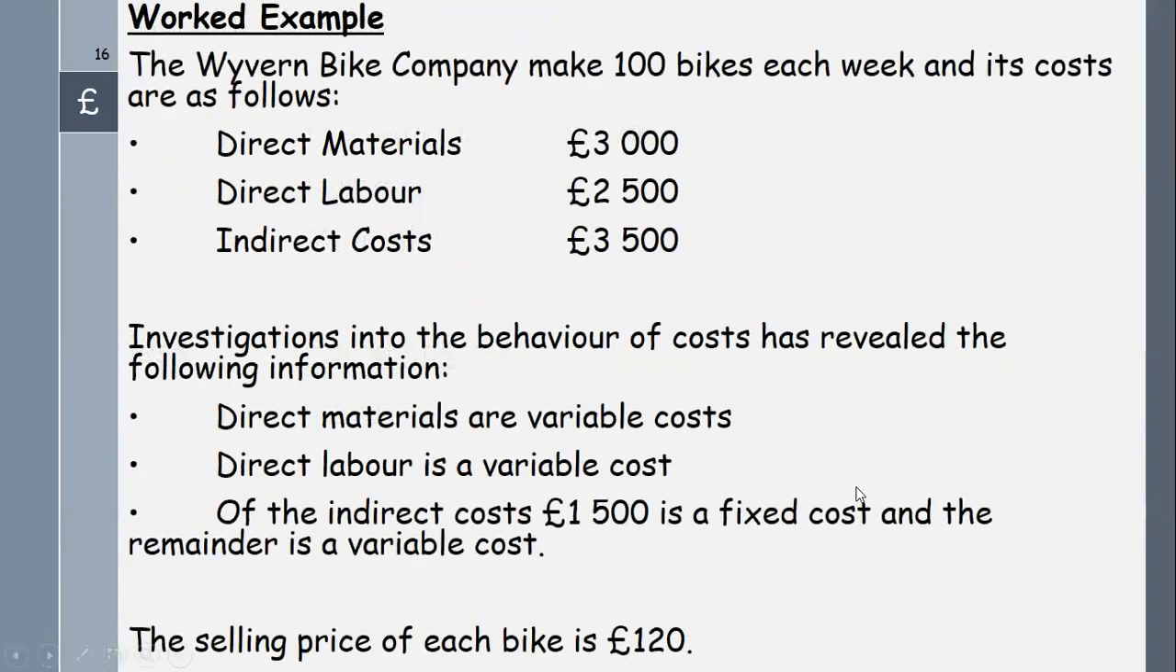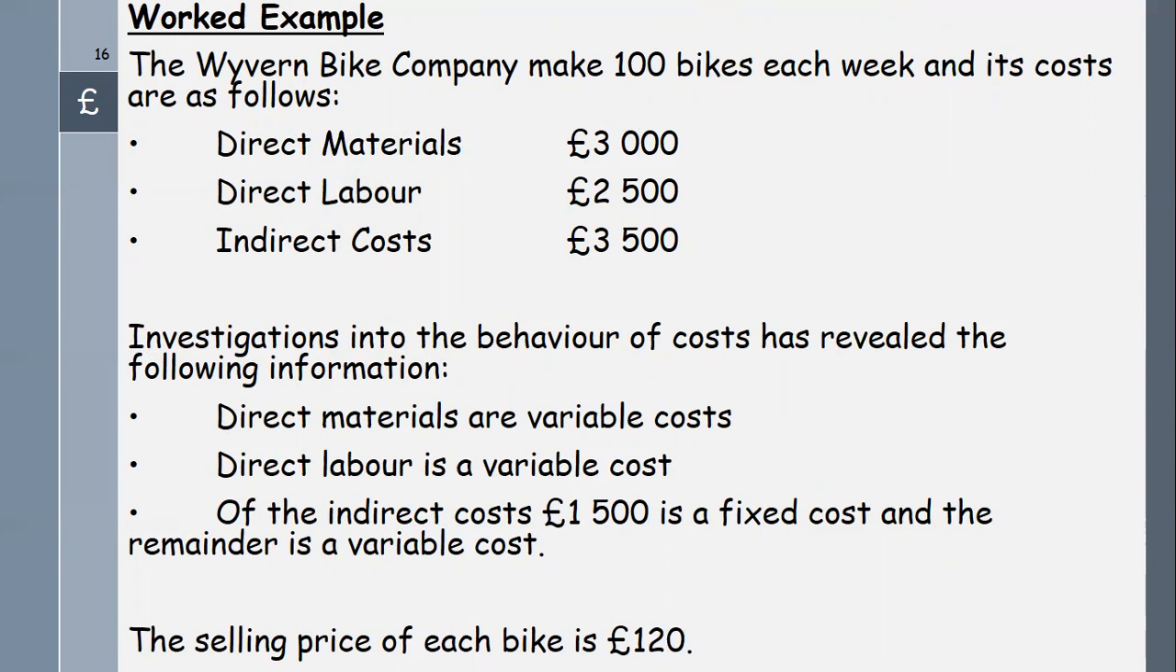So let's look at an example and see how it all fits together. So pause it so you can read yourself first. So the Wyvern Bike Company makes 100 bikes each week, and its costs are as follows. So direct materials, £3,000, direct labour, £2,500, indirect costs, £3,500. So the indirect costs, remember, that could be stuff like the rent, electricity, salary and wages, etc., etc. The direct labour could be getting someone to actually make the bikes.